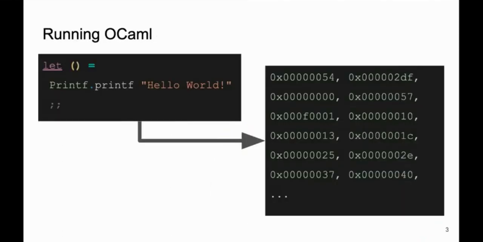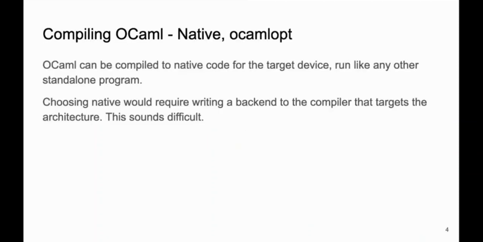Going back to what we actually want to do, we want to take our nice, lovely abstract OCaml code and we want to translate it into something that this board understands. Here we want to print something to the terminal. How might we do this? There are two ways we can do this. The first is to use native compilation. Native compilation takes OCaml and it compiles it down to native code specifically for the target device. And then this is run just like any other standalone program.